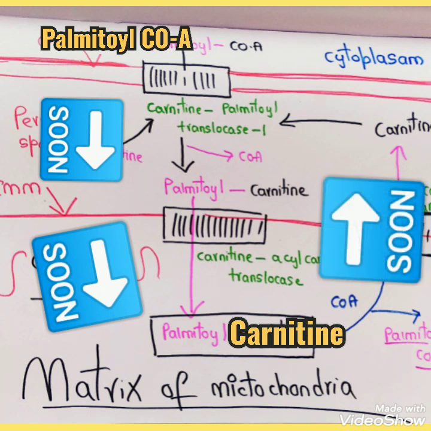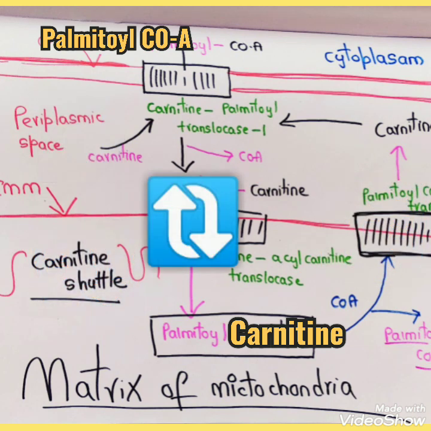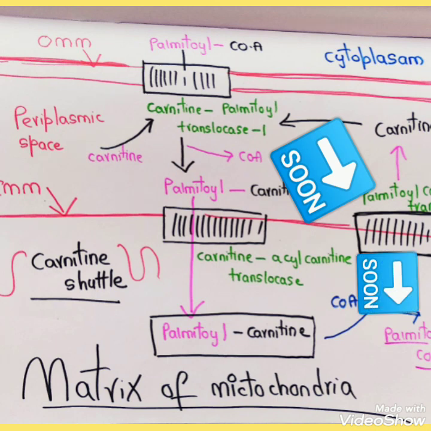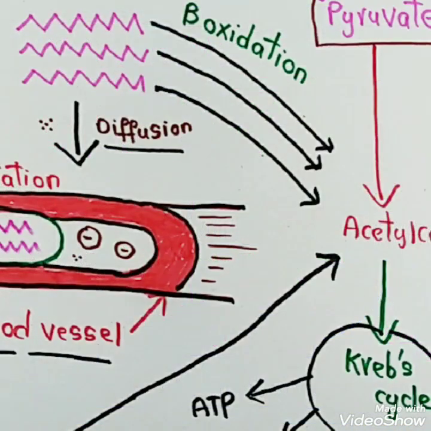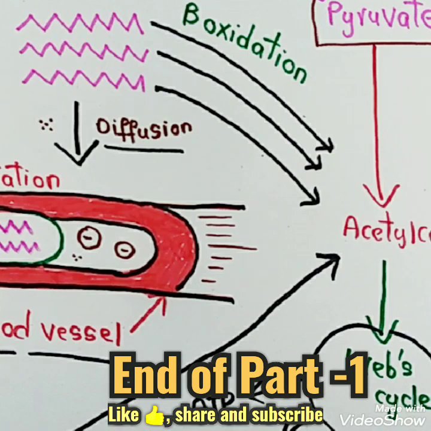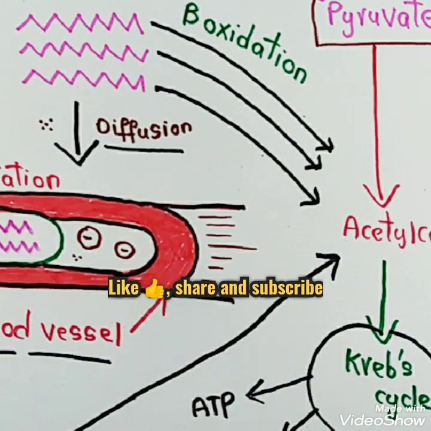So, the palmitoyl-CoA from the cytoplasm is transported into the periplasmic space and from here to the matrix, and the carnitine from the matrix is retransported into the periplasmic space through the carnitine transport system. So the carnitine plays an important role in the transportation of the fatty acids, and this repeats again and again. After the beta-oxidation, the fatty acids can yield acetyl-CoA, which can be utilized by the Krebs cycle to produce ATP.